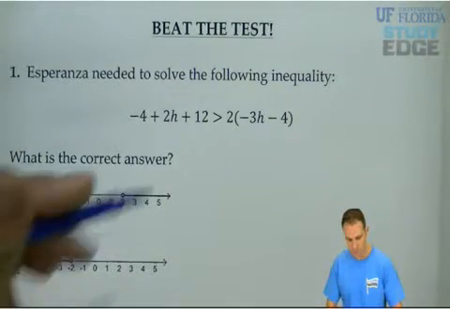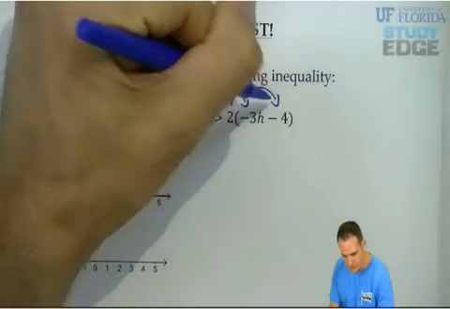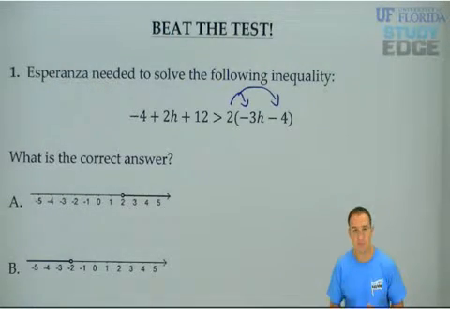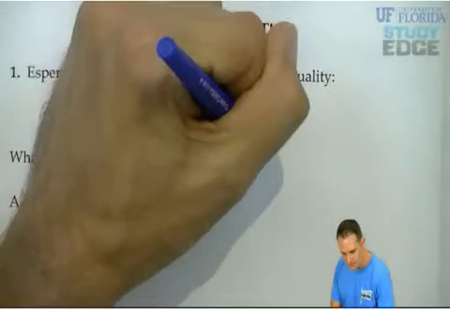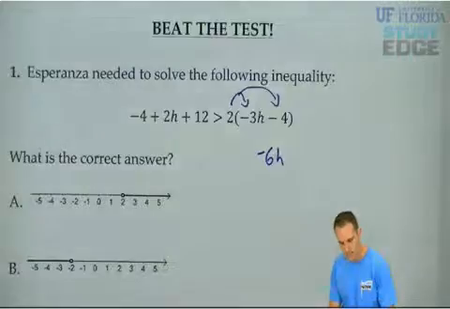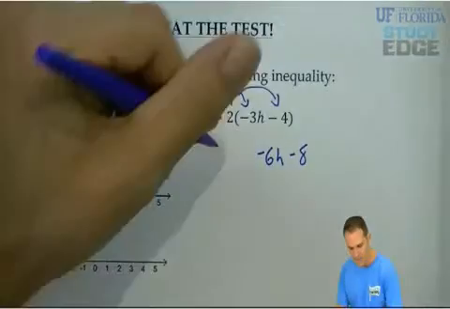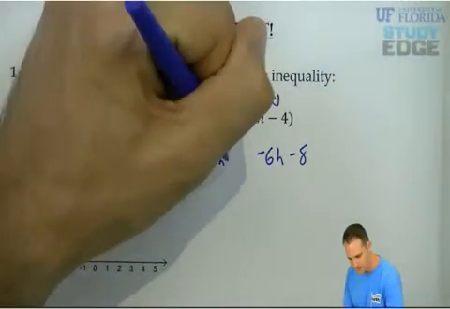Step 1, distribute. 2 times negative 3h and 2 times negative 4. Distribute the 2 to every term in parentheses. 2 times negative 3h is negative 6h. 2 times negative 4 is negative 8. And then I write everything else.